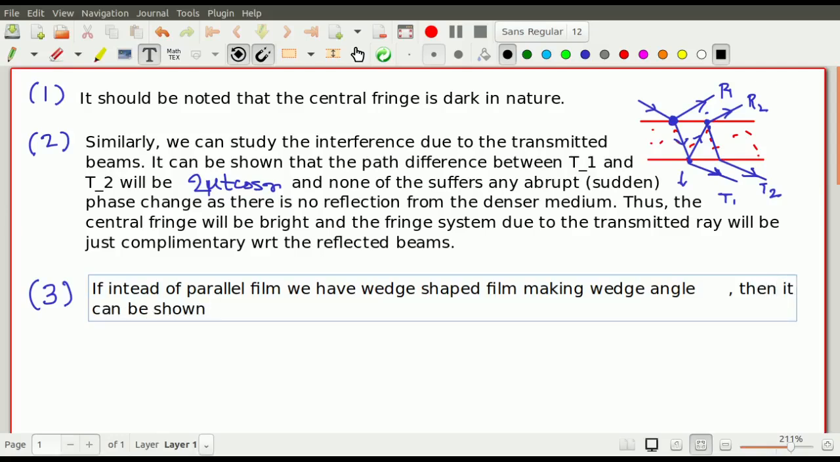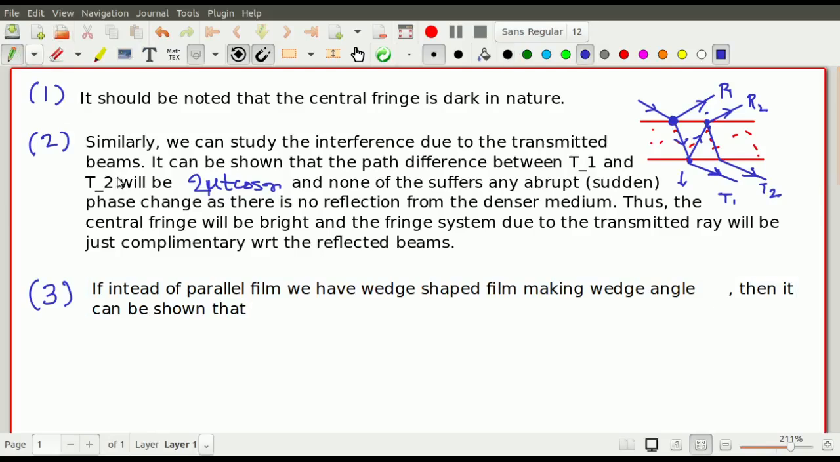you can show this, it can be shown that the delta, not the delta effective, the delta which was 2 mu t cos r, that one will be modified to 2 mu t cosine of (r minus alpha). So these are done in the different textbooks, in many books this has been done, this has been shown in the textbooks, you may follow that, right?